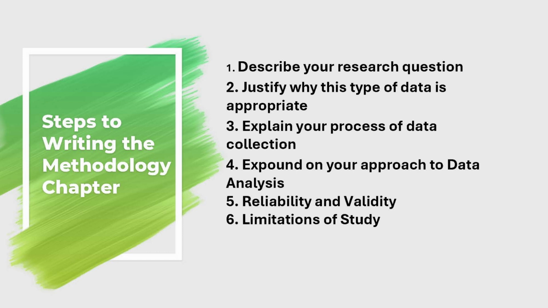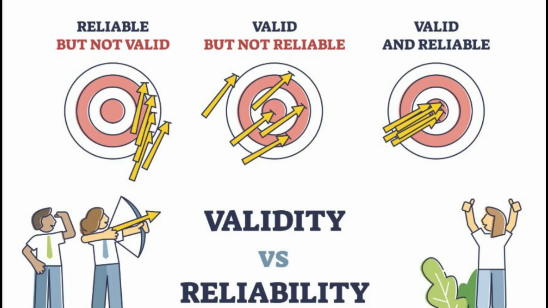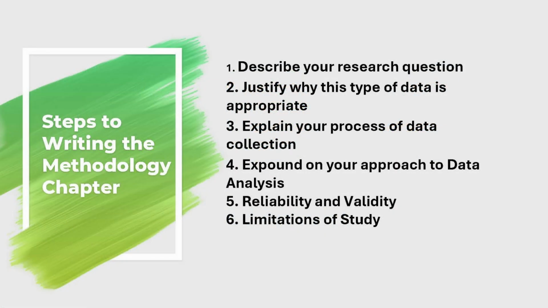Fifth, test reliability and validity. Describe how the research will measure what it intends to measure and avoid biases. And lastly, limitations of study. Indicate what are the parameters that limit your study and what else could be done in the future.